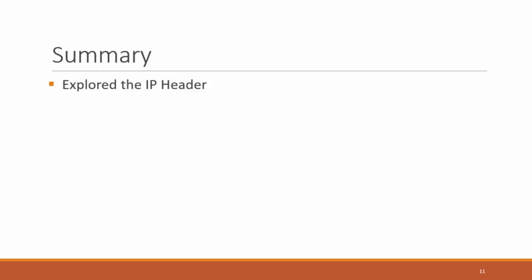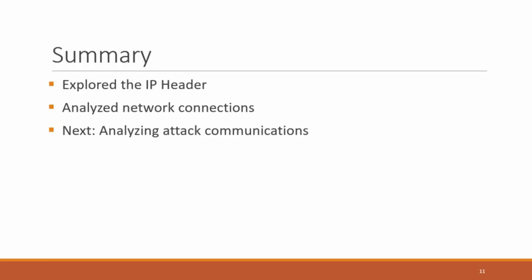So in this section, we explored the IP header and how to identify the encapsulated protocol. We reviewed the network connections and, more importantly, the communication control bits or flags of TCP. Now you have enough knowledge and enough skill to review abnormal traffic data and some basic attacks using Wireshark. So next up, we're going to take those skills and apply them and analyze attack communications.